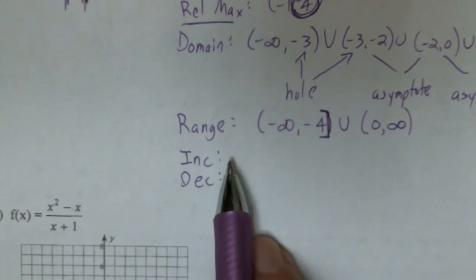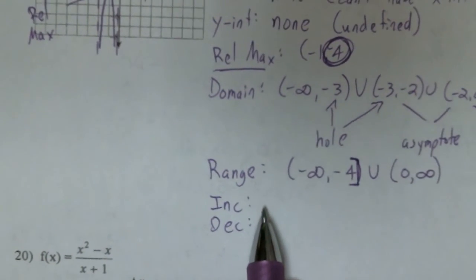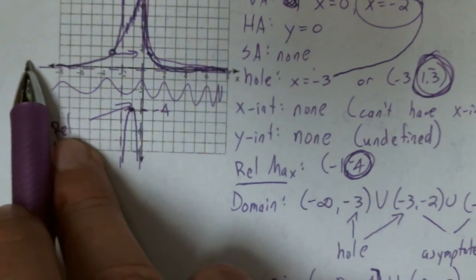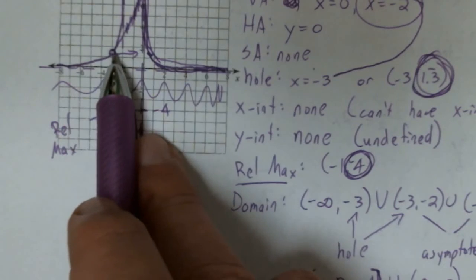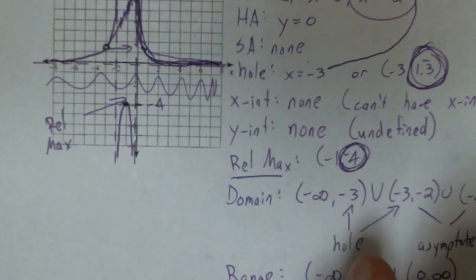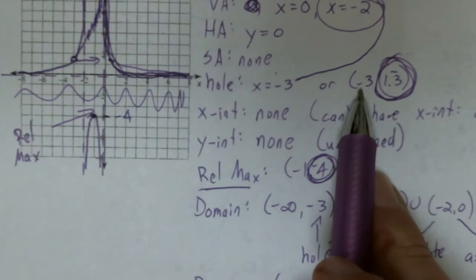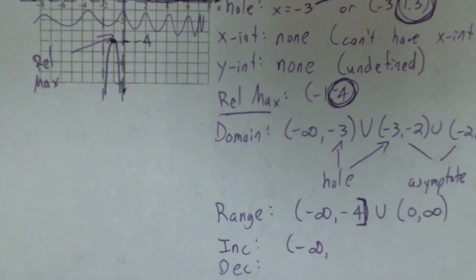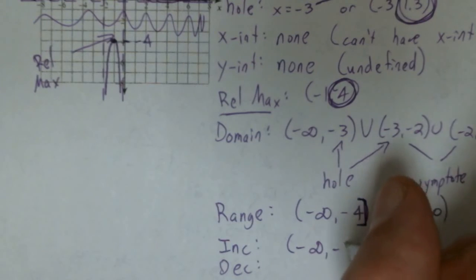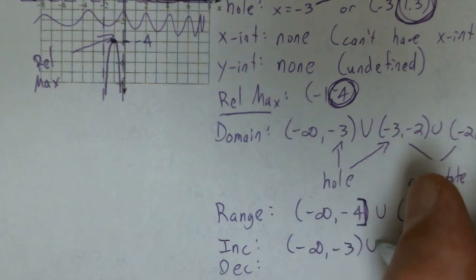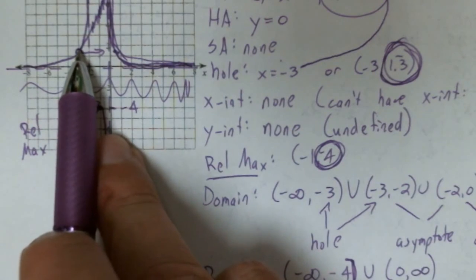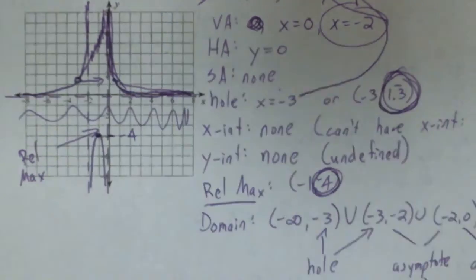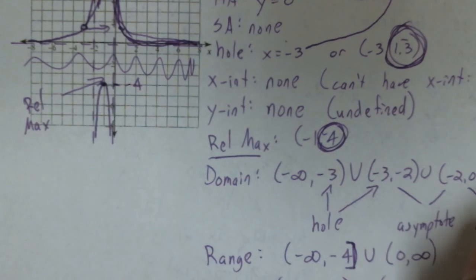Okay, intervals of increase and decrease. So our interval of increase, where am I making money? Now again, I'm looking at my x values. I'm making money from -infinity, and then I stop at the hole. So from -infinity to the x coordinate of the hole, because I'm looking at x values for intervals of increase and decrease, from -infinity to -3. Okay, then there's a break.